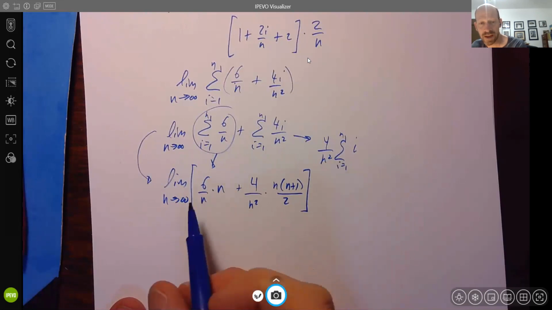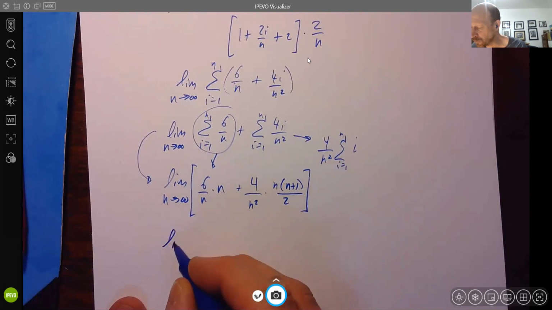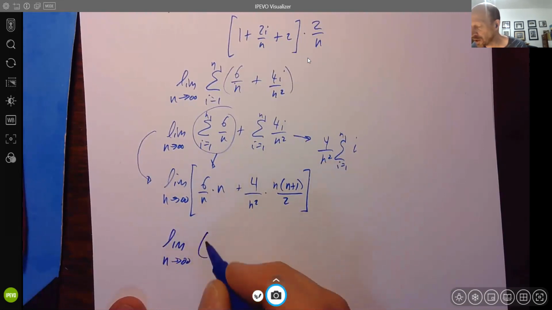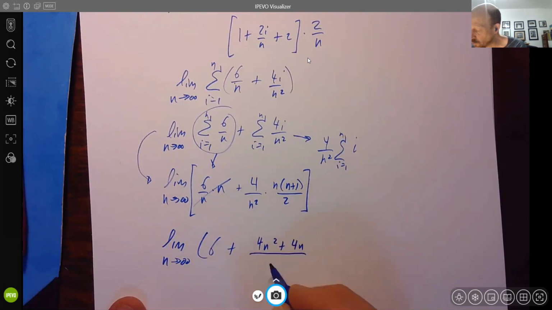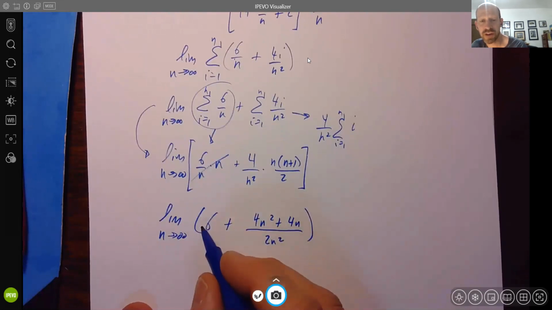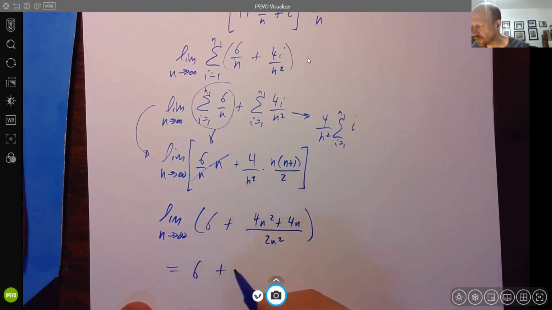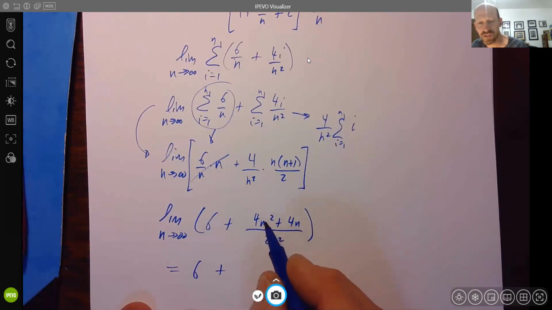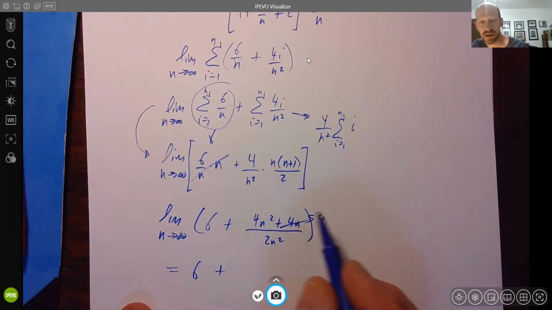useful way. And now I'm just finding a limit, which is something we did back in chapter 2, long ago. I'll simplify this a little bit first. This is 6 plus 4n squared plus 4n over 2n squared. So as n goes to infinity, this is just 6. That's not changing at all, so that's 6. And this, remember, as n goes to infinity, what matters here is the leading coefficients, which are n squared. This 4n piece actually has no bearing. It's not going to matter.